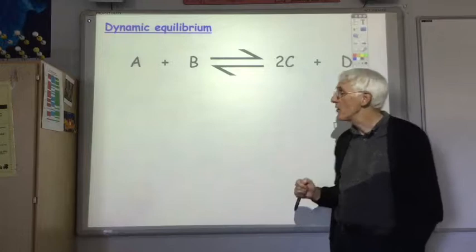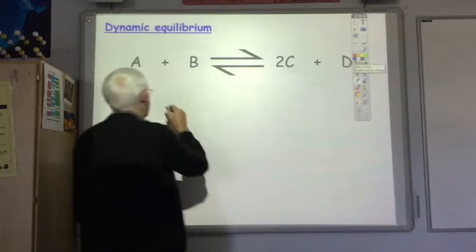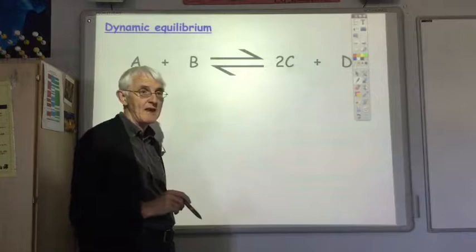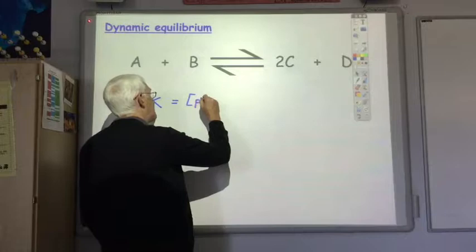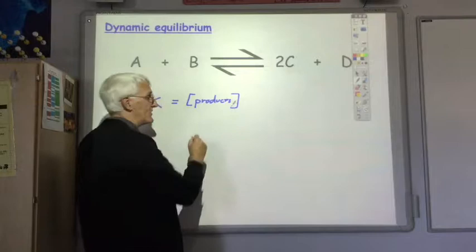The equilibrium constant is given the symbol capital K. And you must use a capital K, not a small k. A small k stands for kilo, as in kilogram, kilometre, etc. Must be a capital K. And basically it's given by the concentration of the products. Remember, the square brackets mean the concentration. Divided by the concentration of the reactants.